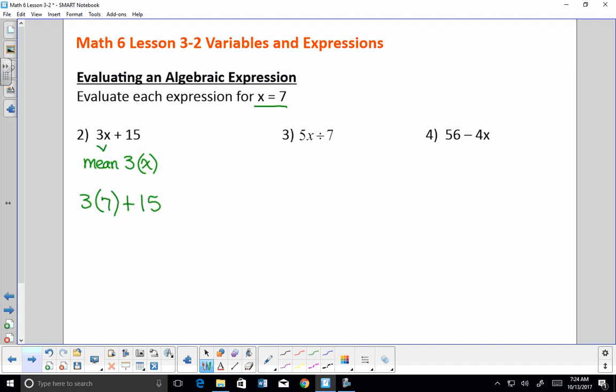Order of operations says I need to multiply first. So 7 times 3 is 21. And then I need to add my 15. 21 plus 15 is 36.